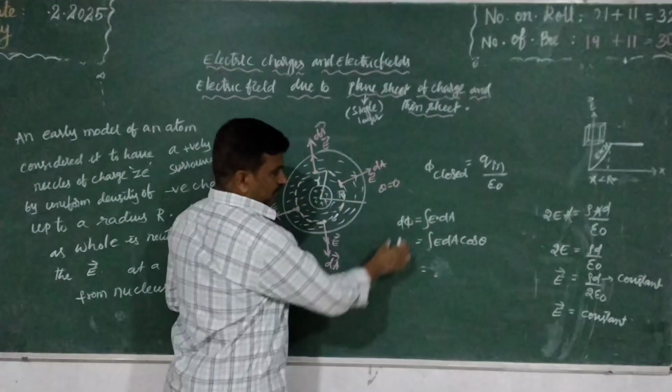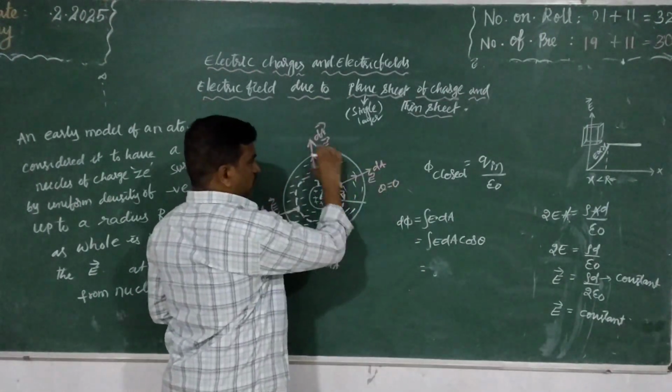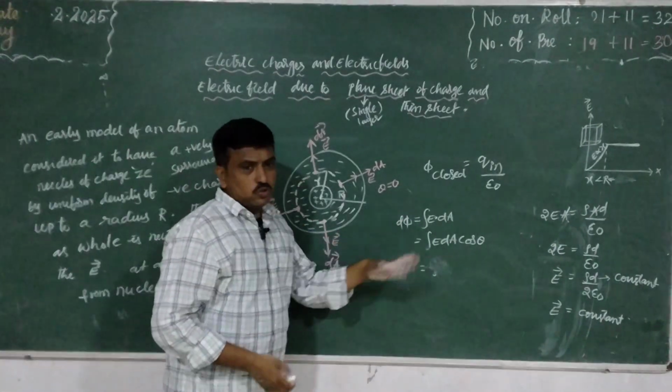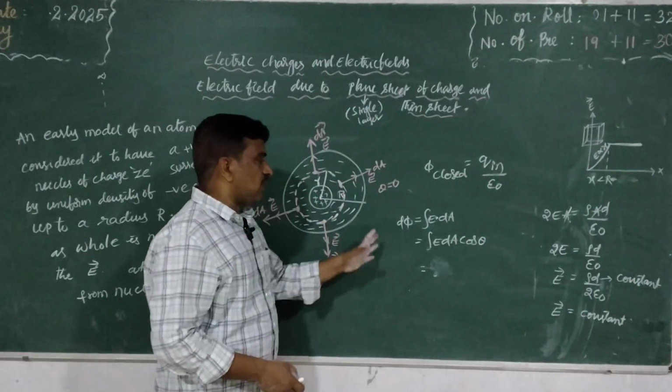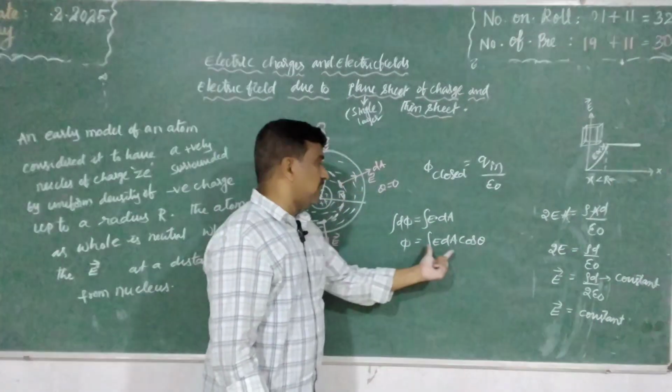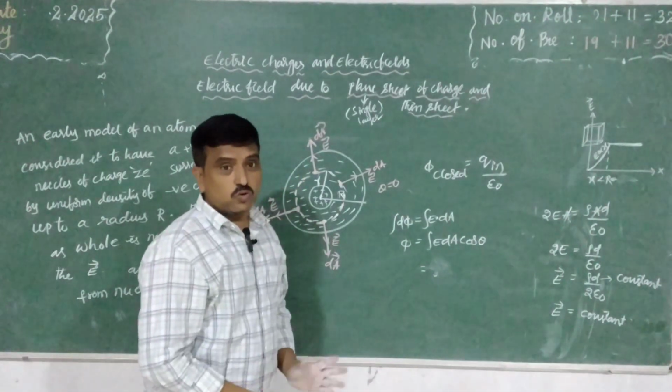So here we have dΦ, here dΦ, here dΦ. What is the total flux through this Gaussian surface? We can take the integration. So what we get is Φ equal to the integral of E dA cos θ.